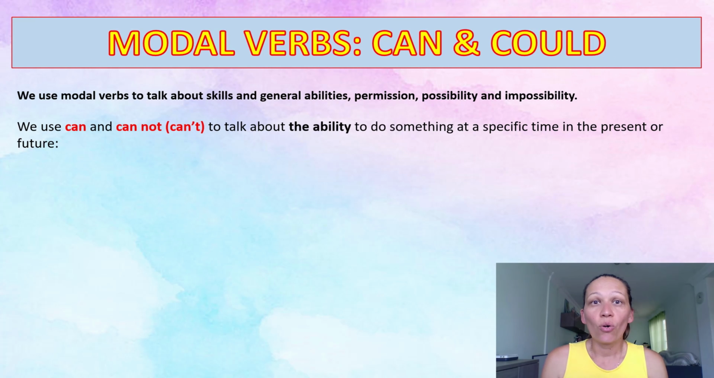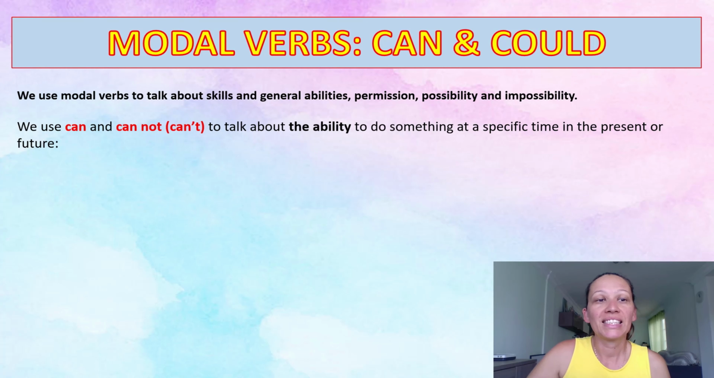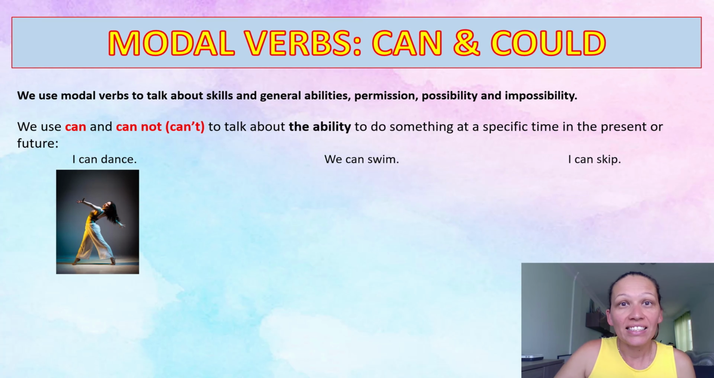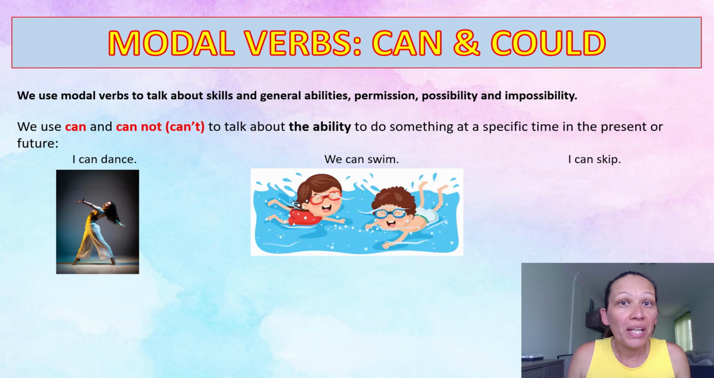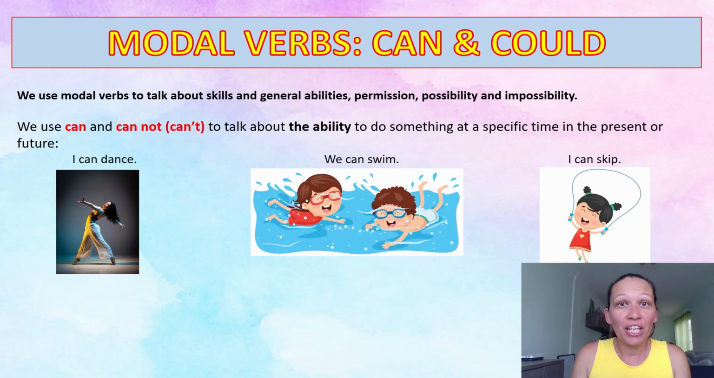So we use can or can't, which is a shortened form of cannot, when we talk about the ability to do something at a specific time, in present or in future. For example, I can dance. So I've got an ability to dance. Or we can swim. Look at these cute kids. They can swim. They've got the ability to swim. Or I can skip. And you, can you skip? I can skip. I love skipping.